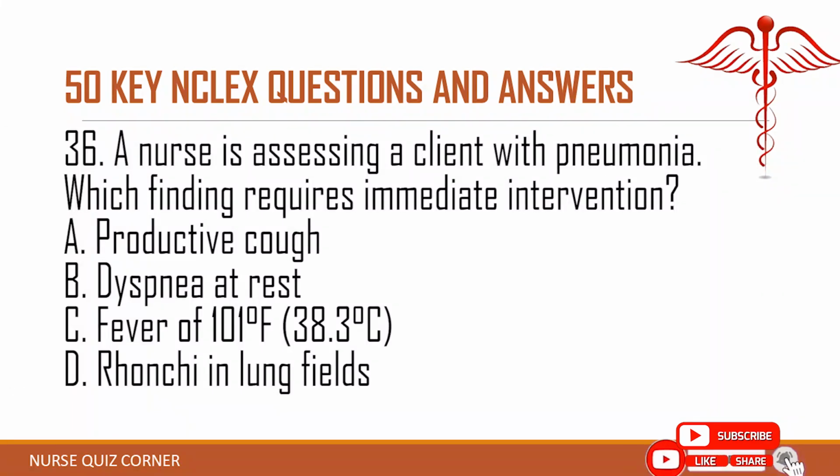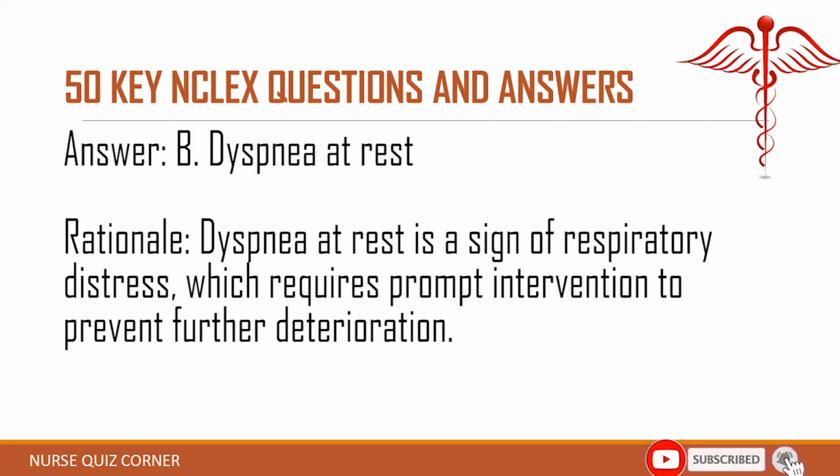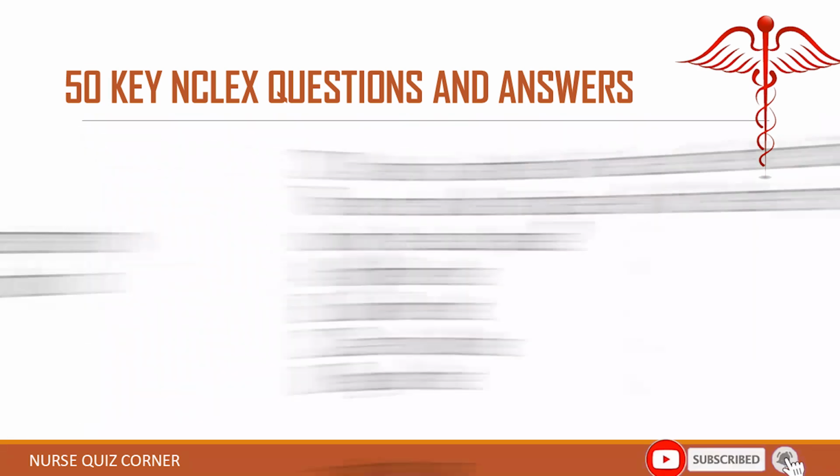36. A nurse is assessing a client with pneumonia. Which finding requires immediate intervention? A. Productive cough. B. Dyspnea at rest. C. Fever of 101 degrees Fahrenheit, 38.3 degrees Celsius. D. Rhonchi in lung fields. Answer B. Dyspnea at rest. Rationale. Dyspnea at rest is a sign of respiratory distress, which requires prompt intervention to prevent further deterioration.